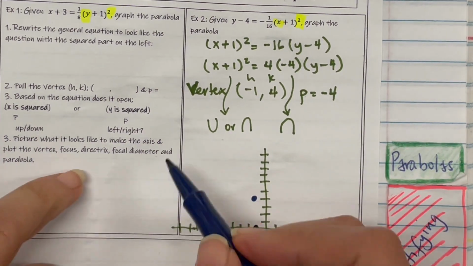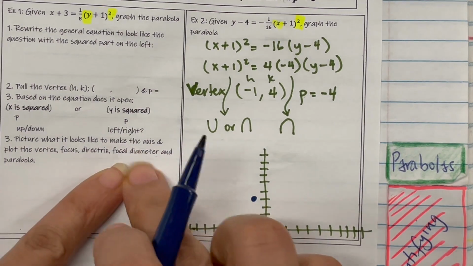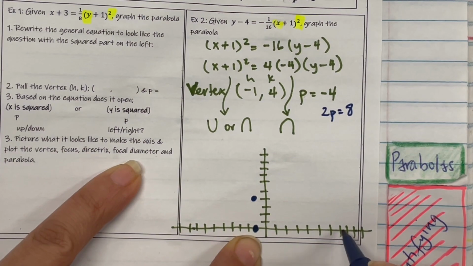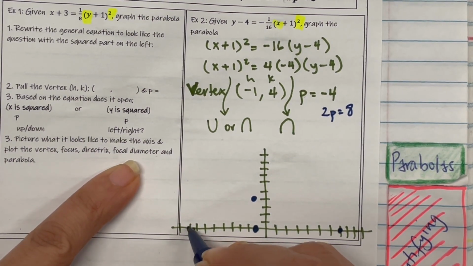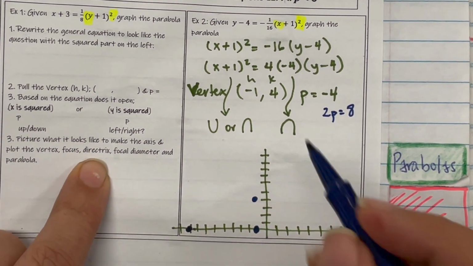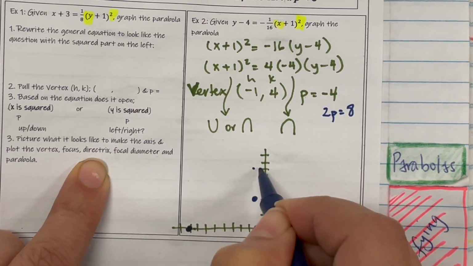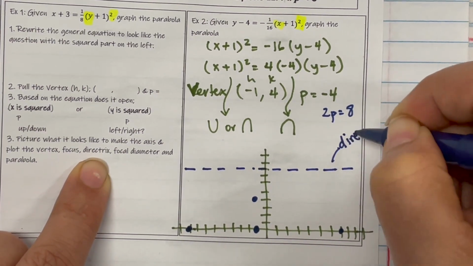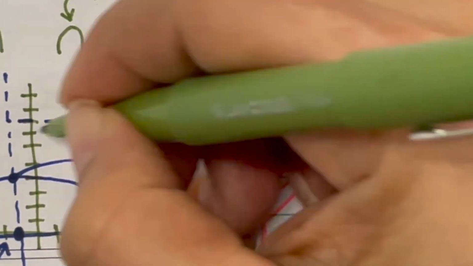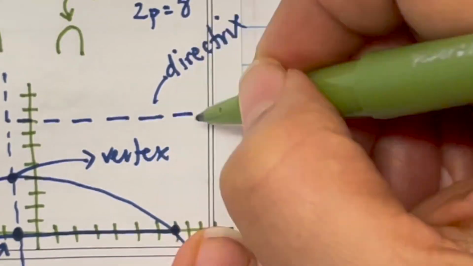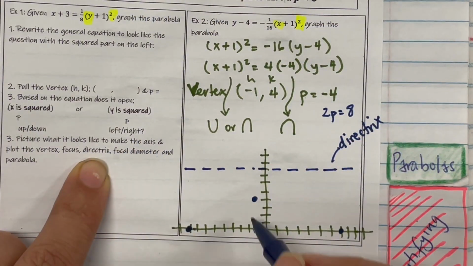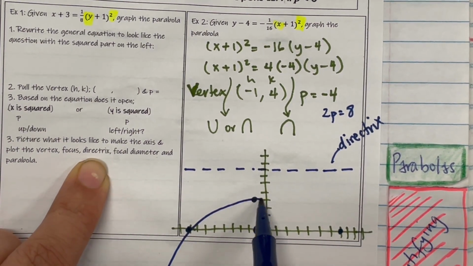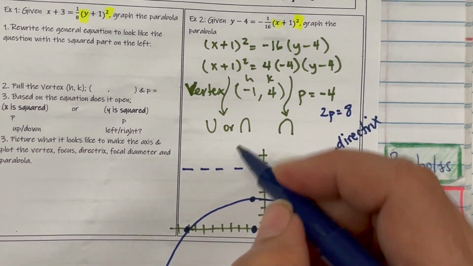Then let me do my focal diameter, which is what? 2 times p, so that's going to be 8 in either direction. I count 8 and 8. That's my focal diameter. I need my directrix, which is also p away, so 4. This line is my directrix, and it happens at y equals, and you just count from the bottom: 1, 2, 3, 4, 5, 6, 7, 8. So y equals 8. That's my line of directrix. And I'm just going to draw my parabola, from the vertex going to the focal diameter, and my focus is underneath it.